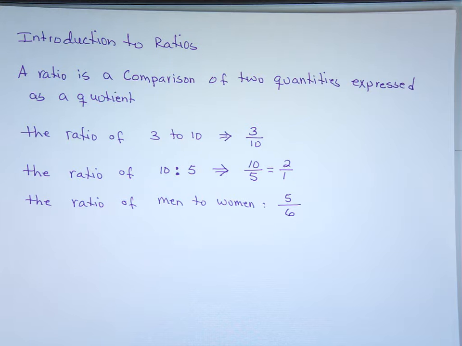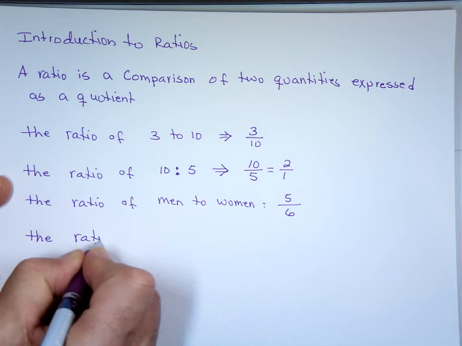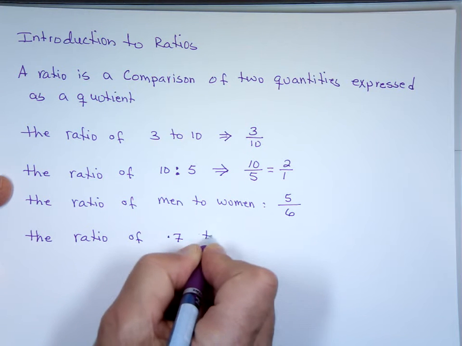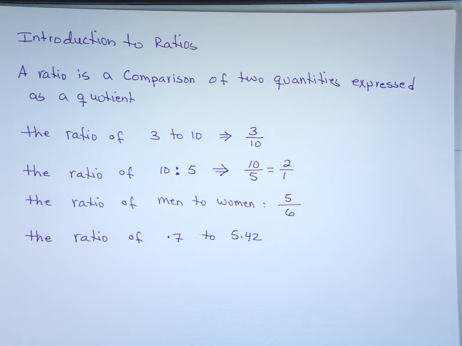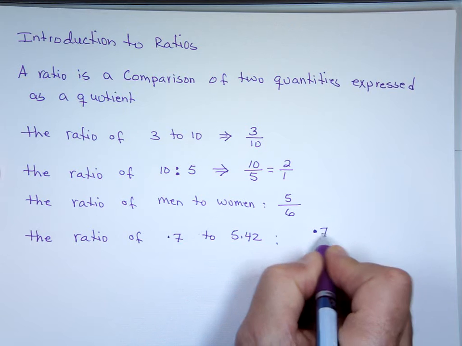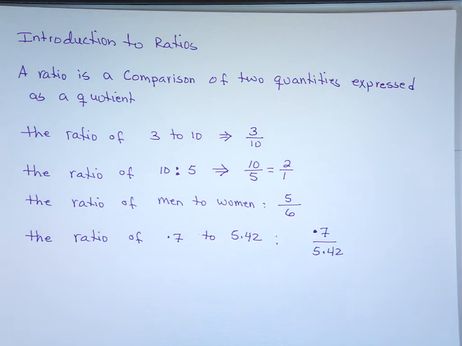Now, the one thing to remember is, when you have a decimal like this one, the ratio of 0.7 to 5.42. Well, you're going to write that as what? 0.7 divided by 5.42. They don't like to see the answer in decimals or fractions. So you have to simplify this. You have to change it to whole numbers. How do you change it to whole numbers?